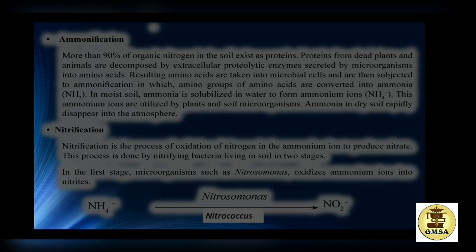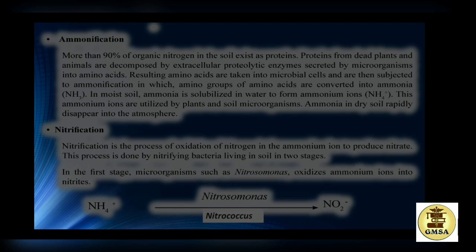The next step is nitrification. Nitrification is the process of oxidation of nitrogen in the ammonium ion to produce nitrate. This process is done by nitrifying bacteria living in 2 stages. Now, this nitrification process consists of 2 distinct stages, and there are two types of microorganisms that carry out these 2 steps.